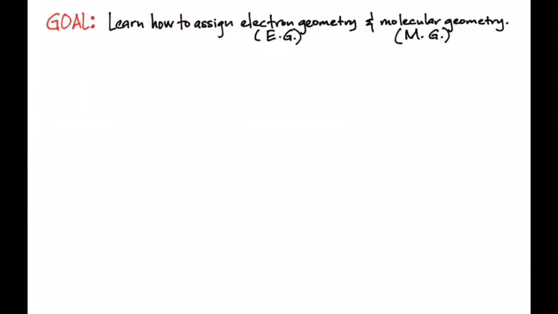So the main goal in this first half of the lesson is to learn how to assign electron geometry and molecular geometry. And these two things are different, but they are related. So what's the difference between electron geometry and molecular geometry? In electron geometry, you're focused on the number of electron groups in a central atom within a given molecule. Whereas in molecular geometry, you're taking into account the difference between lone pairs and bonding pairs.